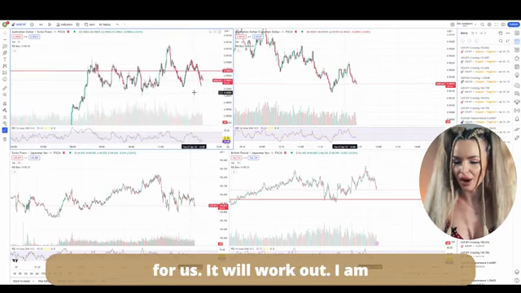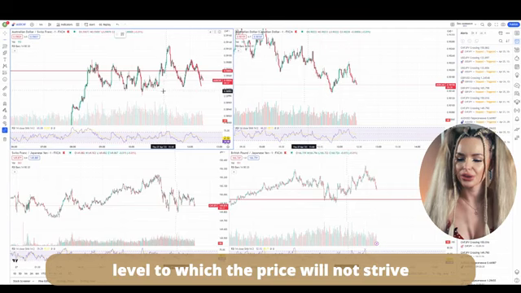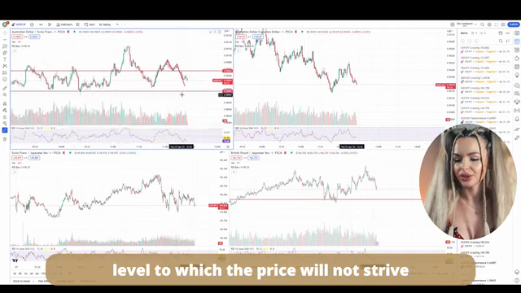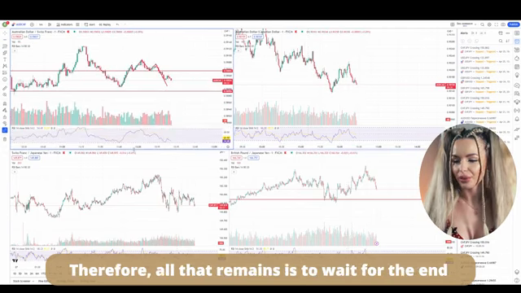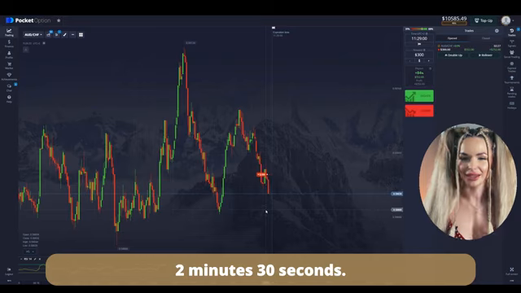It will work out. I am 98% sure because here we also have a resistance level to which the price will now strive. Therefore, all that remains is to wait for the end of our deal, which will be in 2 minutes 30 seconds.